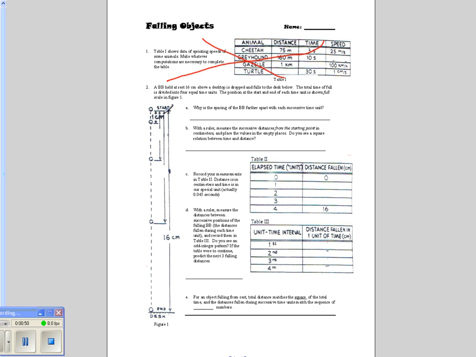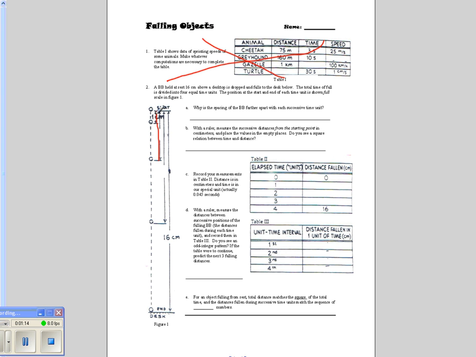Okay, first it's going to ask, why is the spacing of the BB farther apart as it falls? So you should understand, if the distance here is 1, the next second it goes farther, the next second it goes farther, and hopefully you can say, well, it's speeding up. So that's why the distances are getting farther apart.